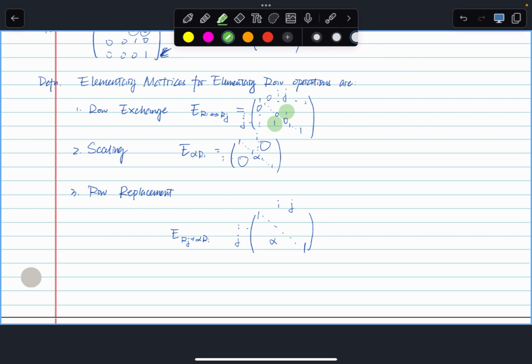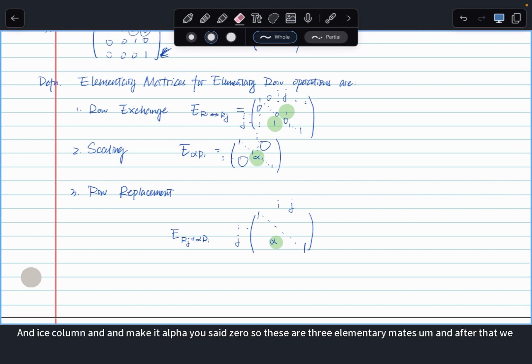for i and j. And for scaling, if we want to scale row i, then we change the identity matrix at i to be alpha. And for row replacement, if we want to replace Rj with Rj plus alpha Ri, then we just find the place where it's the jth row and ith column and make it alpha instead of 0. So these are three elementary matrices.